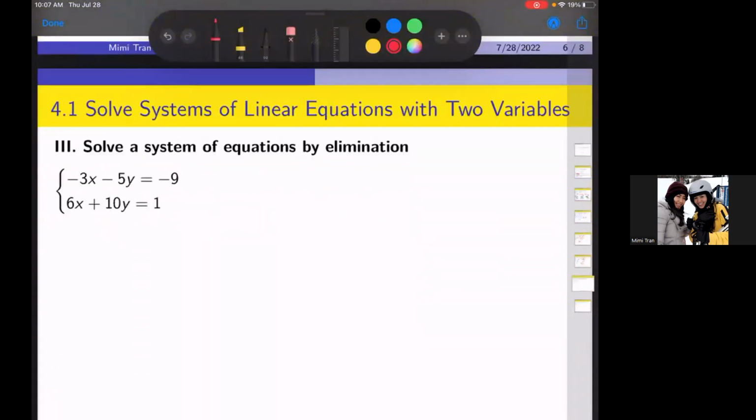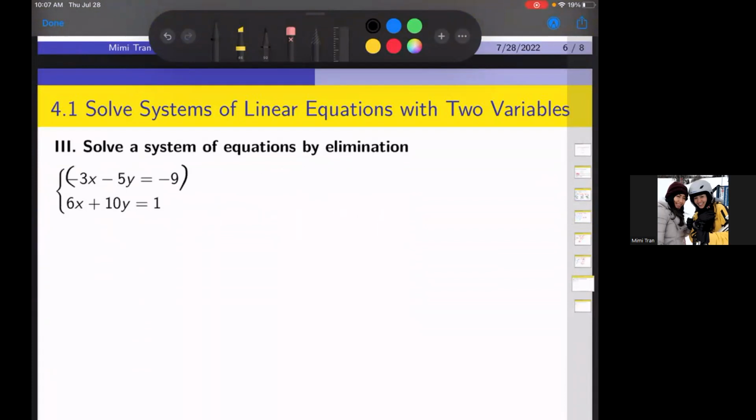Second one. Ooh, this one is an easy one. You tell me which variable you'd like to eliminate. Just pick one for me and I'll do it. First one, so multiply the first one by... Which variable though, x or y? I don't think it matters in this case.